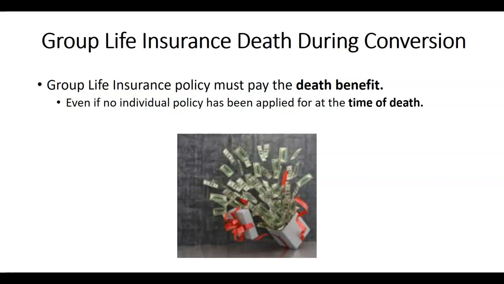So what happens if death occurs between converting from a group insurance policy to an individual policy? Well, with the group insurance policy, the death benefit must be paid. Even if no individual policy has been applied for at that time, they still have that group life insurance policy that's going to be effective, and that's what they're going to use to pay out the death benefit.